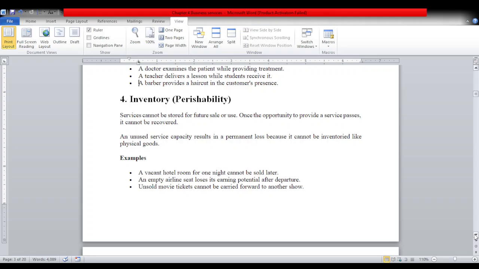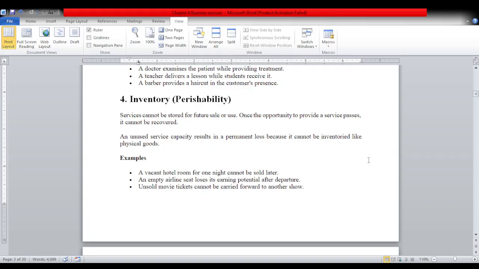For example, a vacant hotel room for one night cannot be sold later. An empty airline seat loses its earning potential after departure, and unsold movie tickets cannot be carried forward to another show. So these are the characteristics of service, which is definitely a perishable one, right? You cannot store the service for a minute later, for an hour later, for a day later. It will be consumed when it is required.